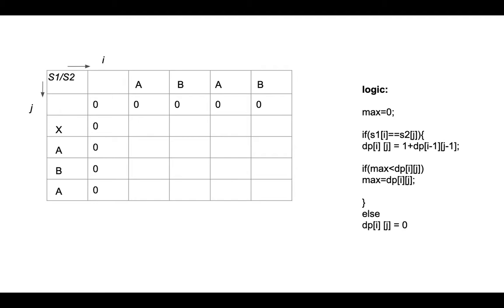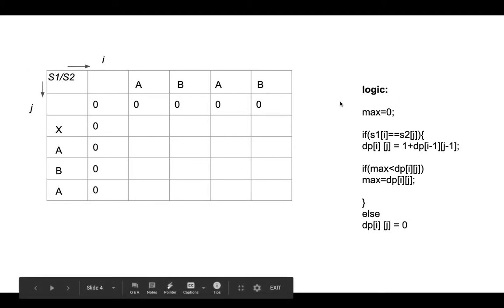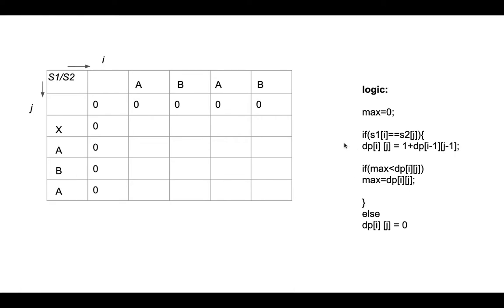So let's discuss the dynamic programming approach to solve this problem. I have this table and this logic written over here. I'll be discussing how we have to use this table and this logic to fill up this table. The first row in this table represents the string S1 and the first column represents the string S2. And we can see that the second row and second column are already filled with 0.